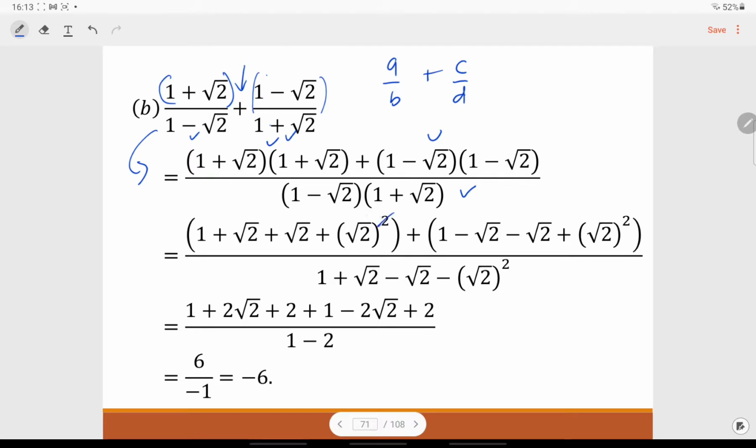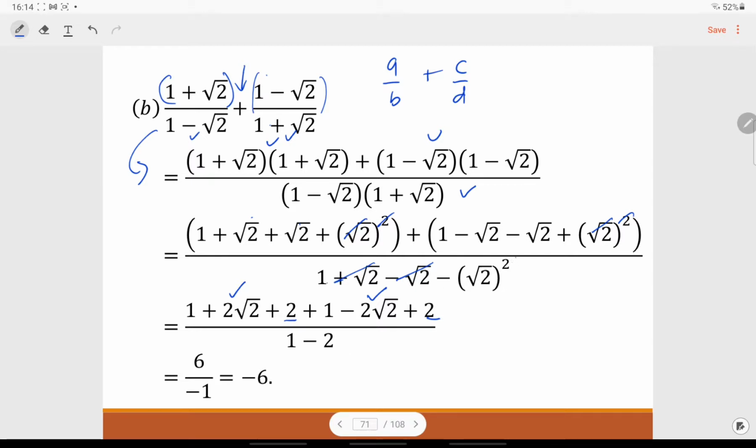So this one can cancel out, so the remaining value is 2. This one we have sub 2, so we have 2 sub 2. At the other side we have minus sub 2, so we have negative 2 sub 2, and this one also can cancel out, so the remaining value is 2. At the denominator, because we have plus sub 2 minus sub 2, this one can cancel out because it equals 0, so the remaining value is 1 minus 2.